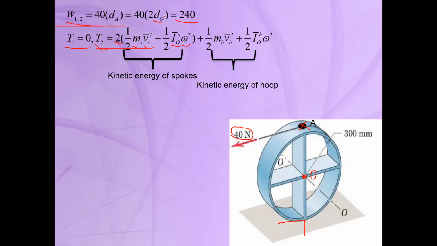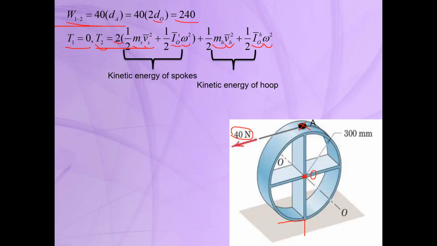And for the wheel, we will have again half times the mass of the hoop times the velocity of the mass center of the hoop squared, plus the mass moment of inertia of the hoop about the mass center times omega squared. You know that I_OH is the mass moment of inertia for the hoop, and the hoop is similar to a ring. And for the spokes, we can consider them as a cylindrical rod. So you can obtain I_O for the spokes and for the hoop.